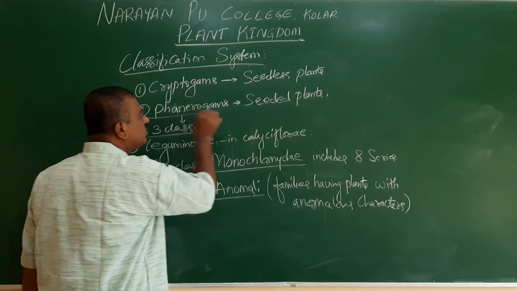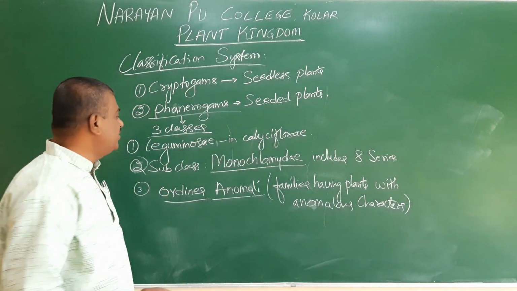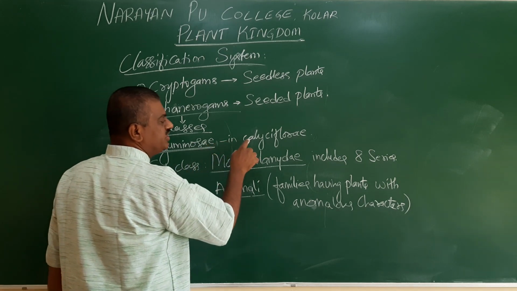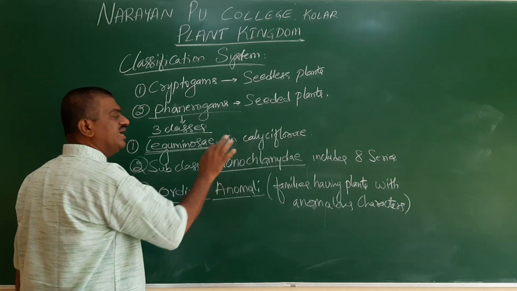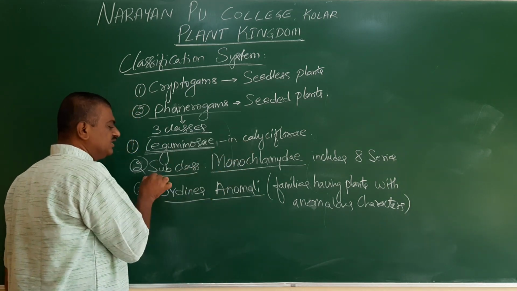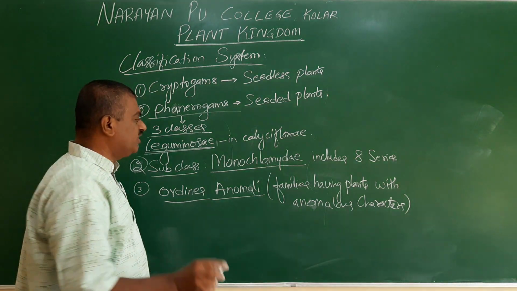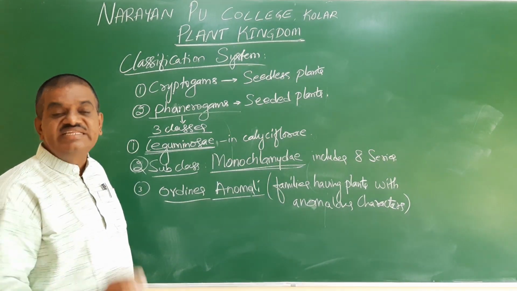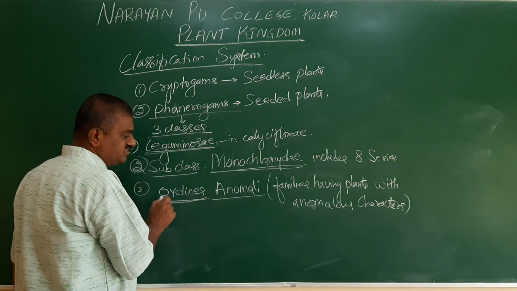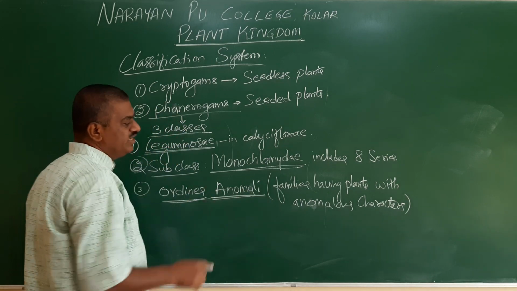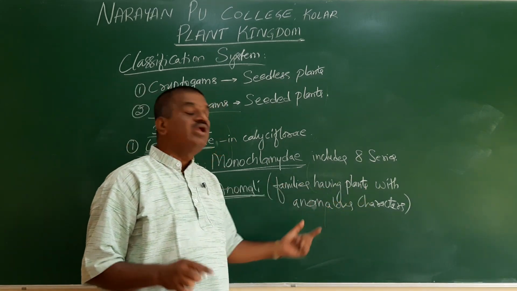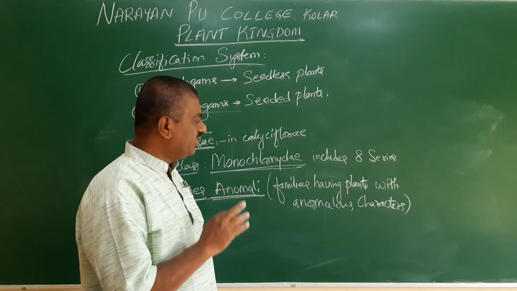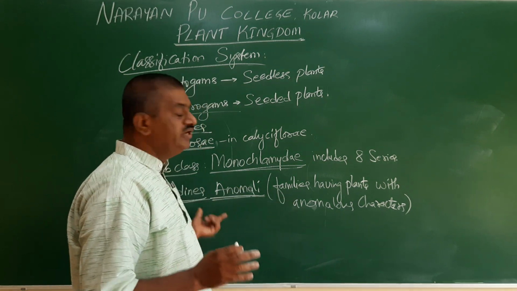And again, phanerogams were classified into three classes. One is called leguminosae, which can be noticed in calyciflorae; in this calyciflorae, leguminosae is one. The other one is called the subclass monochlamydeae, which has eight series, and the Anomalae. So Anomalae has the plants with analogous characters. The word analogous means plants having different characters were taken and included.